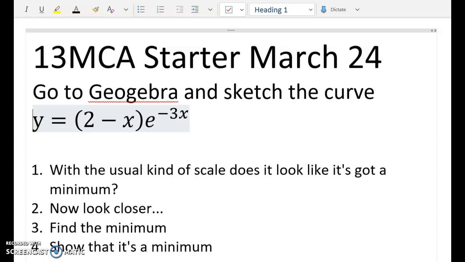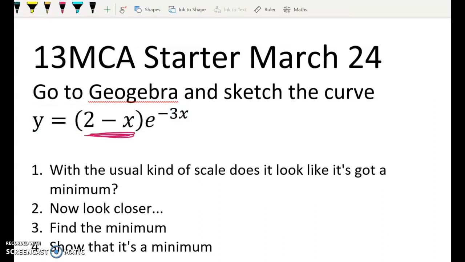even though in some cases the topics are going to be ones you're not going to cover till later in the year. So this is a differentiation question, and it's one that uses the product rule, the chain rule, and exponentials. So there are lots of good little skills in here. It's probably a merit question if you're doing level 3 calc, but it's just a nice problem. So I want you to go to Geogebra and sketch the curve that we've got here.